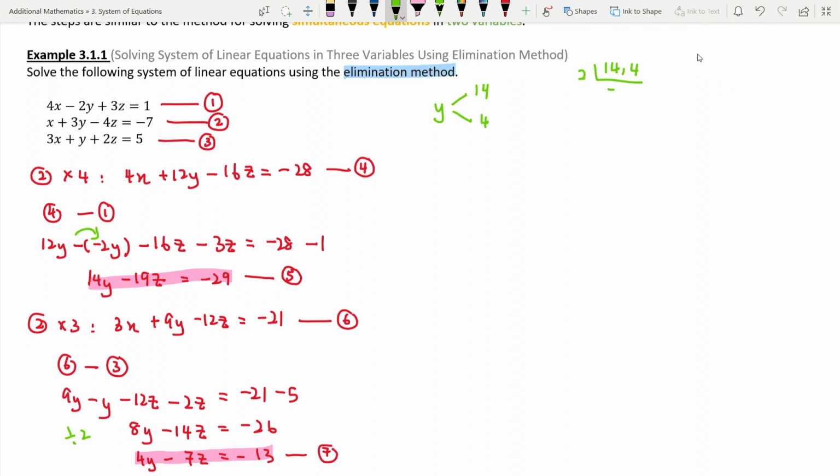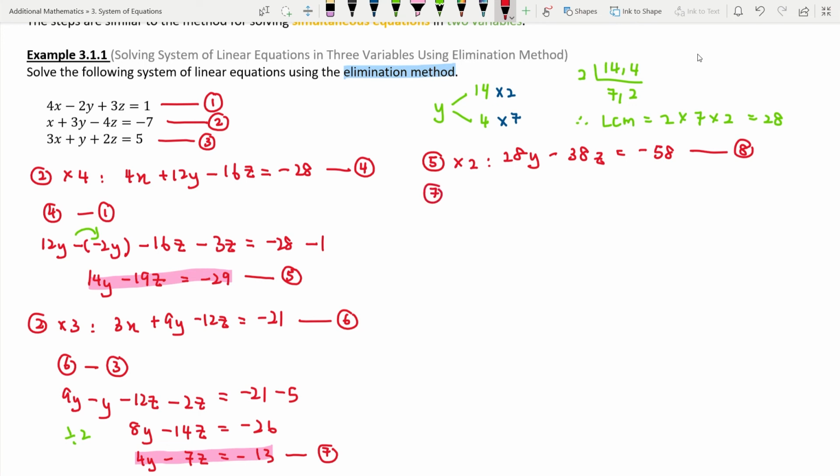We divide it by 2. There's no more common factor. Therefore, the LCM is equal to 2 times 7 times 2, which is 28. Hence, for 14, we need to times 2. For 4, we need to times 7. Equation 5, multiply with 2. 28y minus 38z is equal to negative 58. And this is our equation 8.